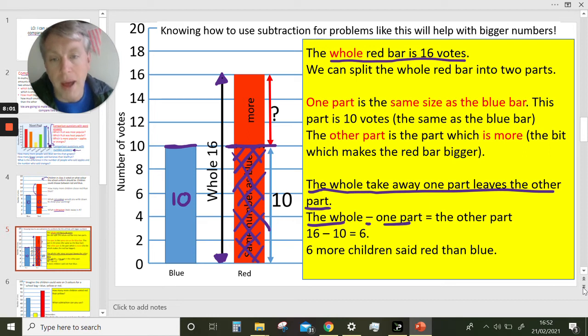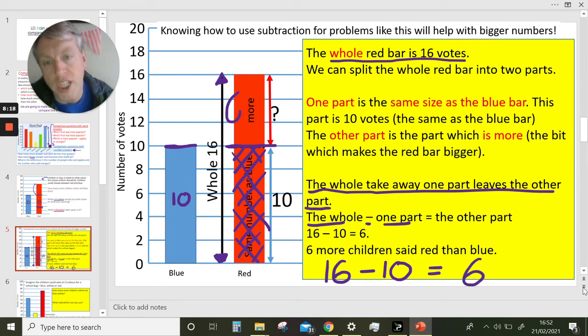The whole amount, the whole red bar, is 16. We take away the part which is the same as the blue, the 10. 16 take away 10 equals 6. So this part, which is more, is 6. 6 more children said red than blue. We could also say 6 fewer children said blue than red.